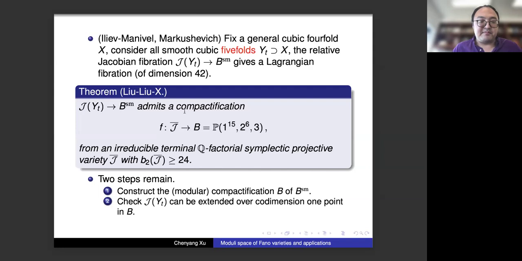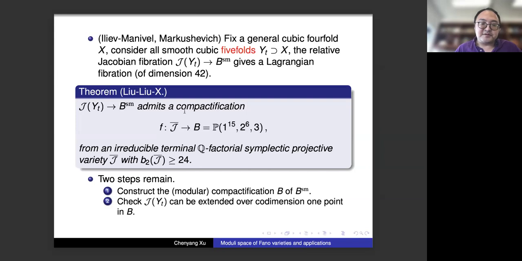So then the theorem I proved together with Yuchen Liu and Zhiyu. By the way, Zhiyu Liu is actually a first-year graduate student working with Yongbin Ran. And I think everybody knows who Yuchen Liu is.